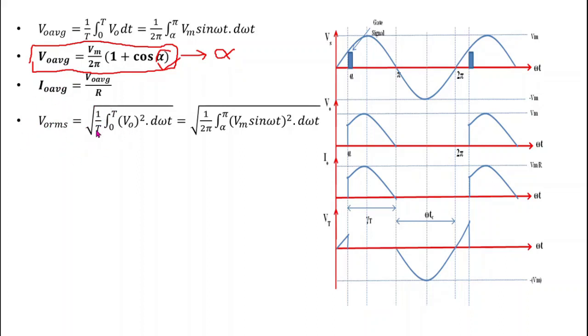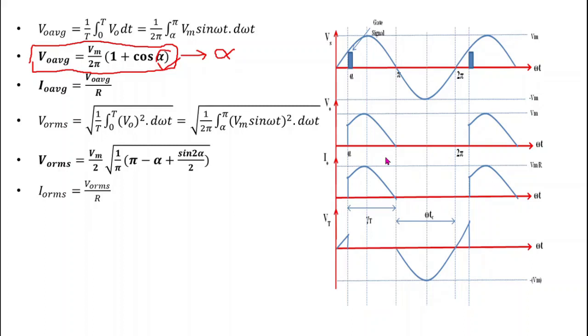This is the formula. It is the simple formula: under root of 1 upon T integration 0 to T V naught square d omega t. We know that the equation of output voltage is Vm sin omega t and time period is 2 pi, and we have to integrate only from alpha to pi because we get the output voltage waveform from alpha to pi only. So on integrating this we get V naught RMS is equal to Vm by 2 under root of 1 upon pi in bracket (pi minus alpha plus sin 2 alpha upon 2). Now what is the output RMS current? It is simply equal to V naught RMS by R.